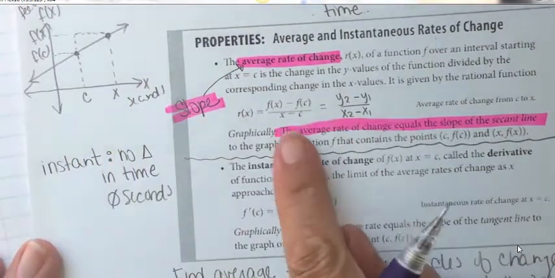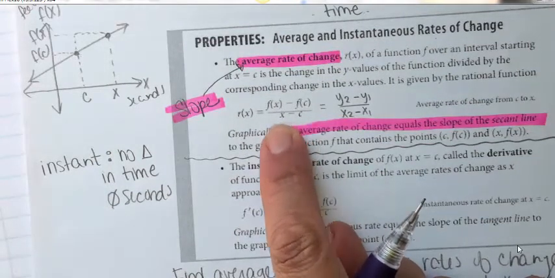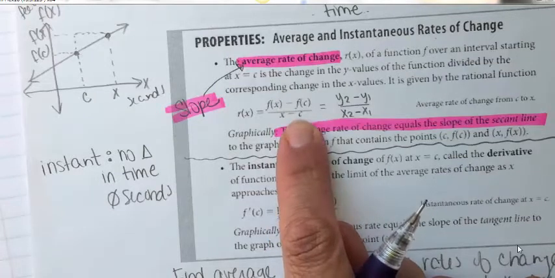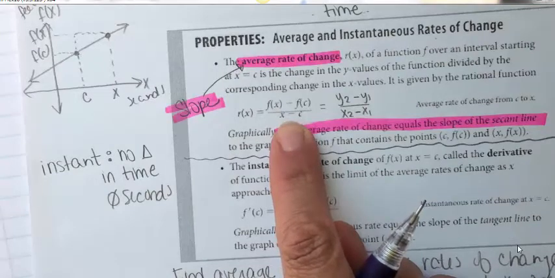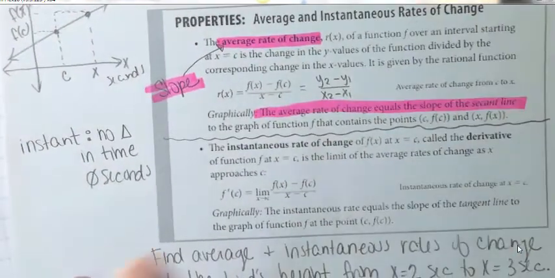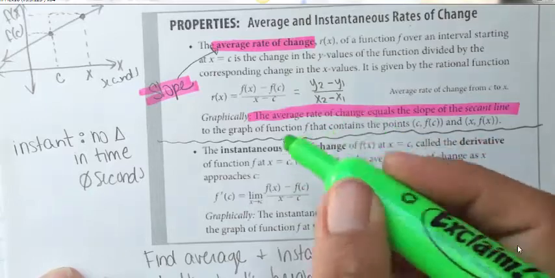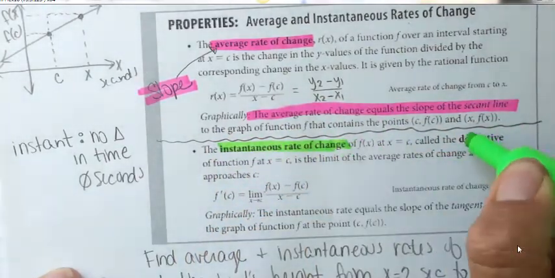Well, imagine finding the slope when x doesn't change at all. So you'd have x minus x. So you're going to be dividing by 0. That's going to create an undefined number. Okay, so you've got a problem there. So for the instantaneous rate of change, I'll use a different color just for fun. The instantaneous rate of change is actually what we call the derivative.